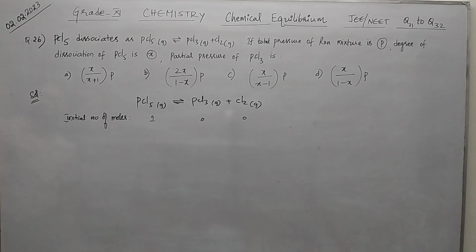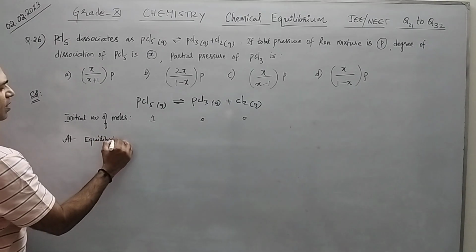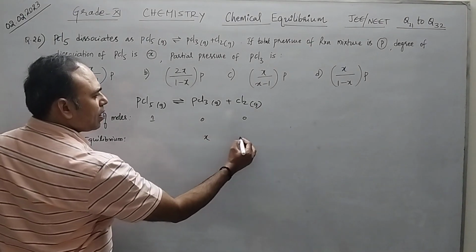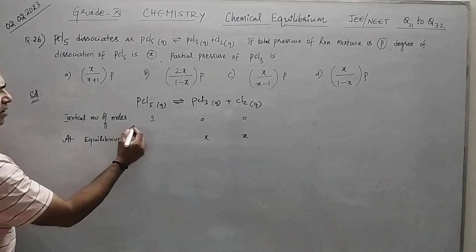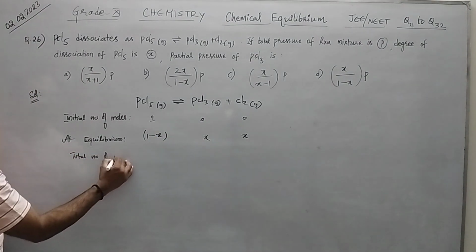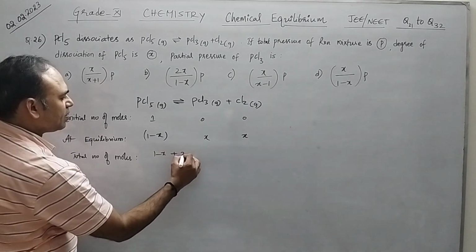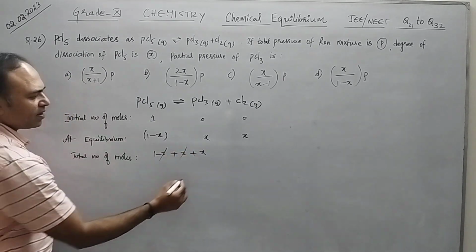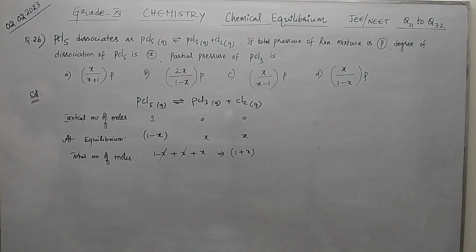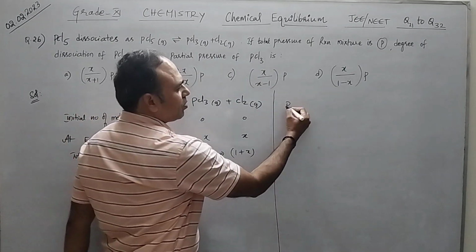Next, at equilibrium they have mentioned that the dissociation of PCl5 is x, so that means x moles are formed, and this you can write 1 minus x. Total number of moles. We are following the same steps, no change. 1 minus x plus x plus x; minus x plus x gets cancelled, therefore total number of moles what you have is 1 plus x.